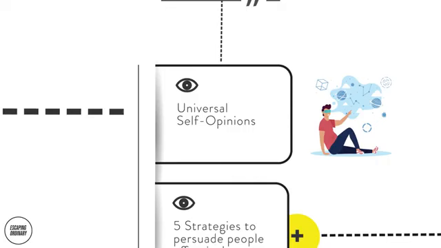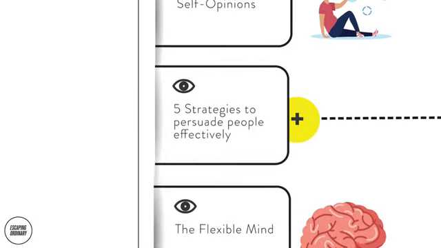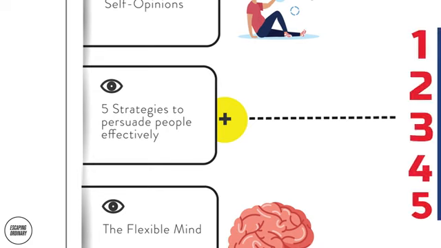By understanding the 3 universal self-opinions above, you are in a better position to influence them. Never put someone in a situation that would trigger one of their self-opinions. You can use these 5 strategies to persuade people effectively and avoid triggering their defensiveness of the 3 universal self-opinions.